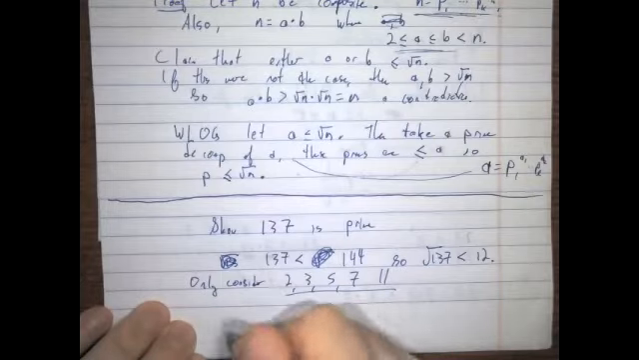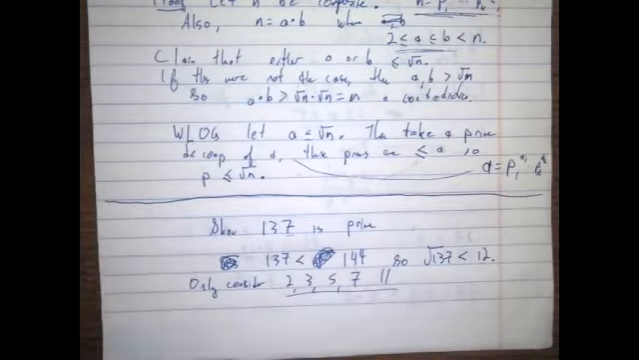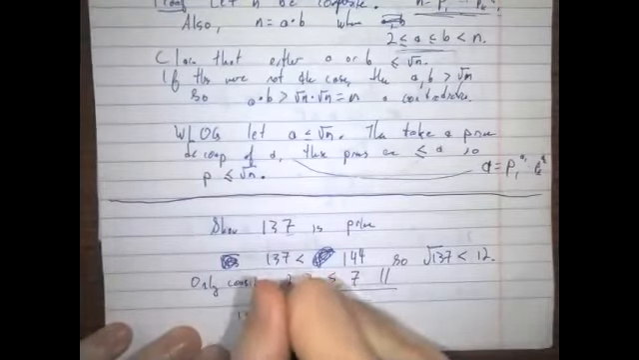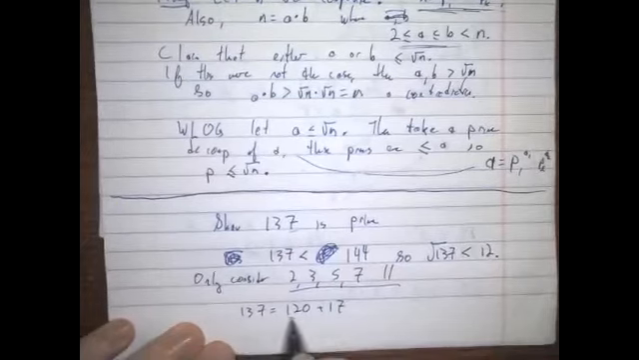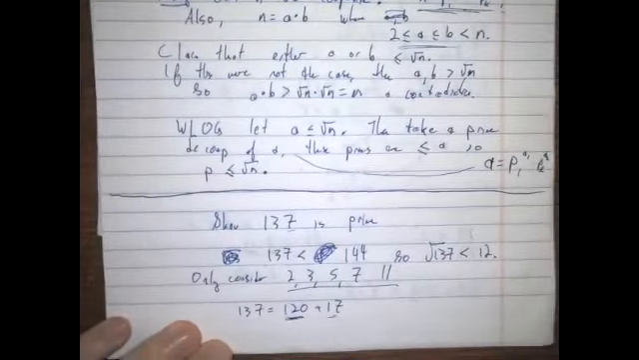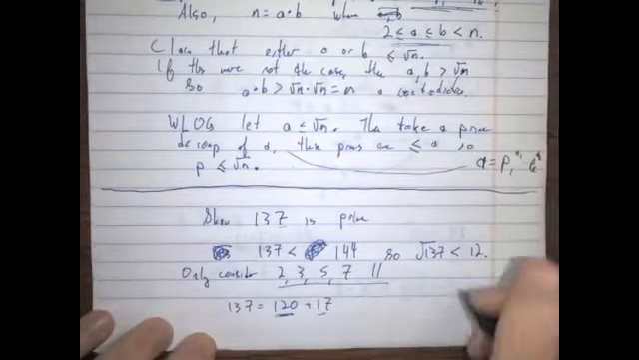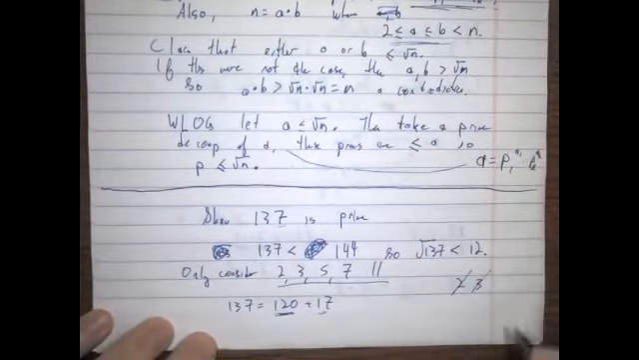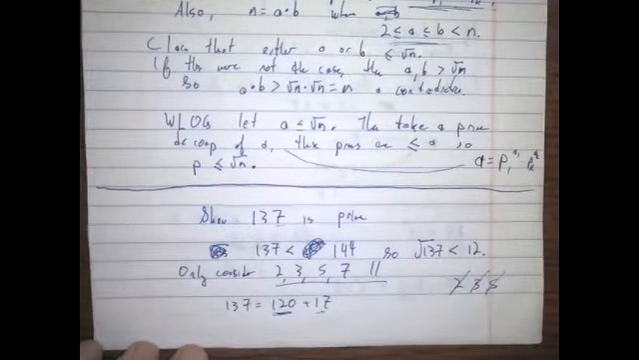So 137 is not divisible by 2. That's clear from the last one. It's also not divisible by 3 because 137 is equal to 120 plus 17. This is divisible by 3, but 17 is not divisible by 3. So 3 is out. 5 is out because the last digit isn't a 0 or a 5.